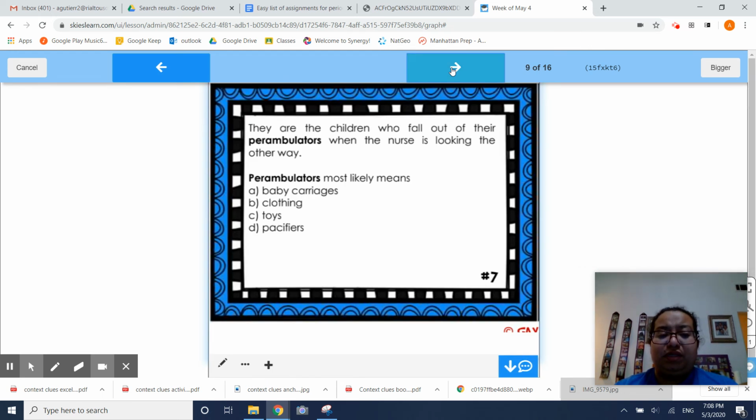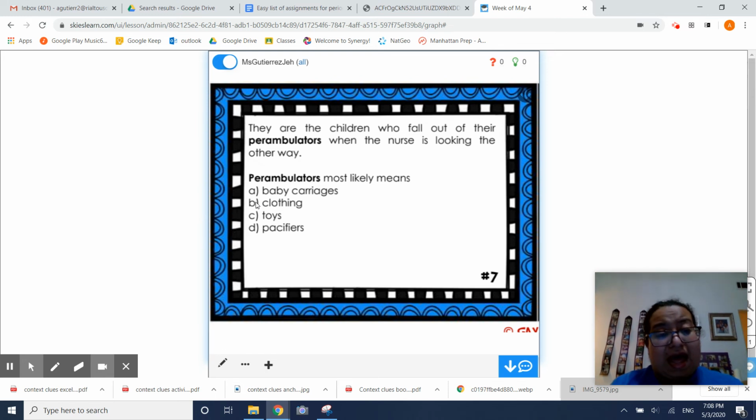I skipped this one. Let's do this one. This one's a tricky word that I have never even seen before. But this one you are going to answer telling me. So, question 9. What is the meaning of the word? The best answer. They are the children who fall out of their blank when the nurse is looking the other way. Blank most likely means baby carriages, clothing, toys, or pacifiers. Write your answer on the side.